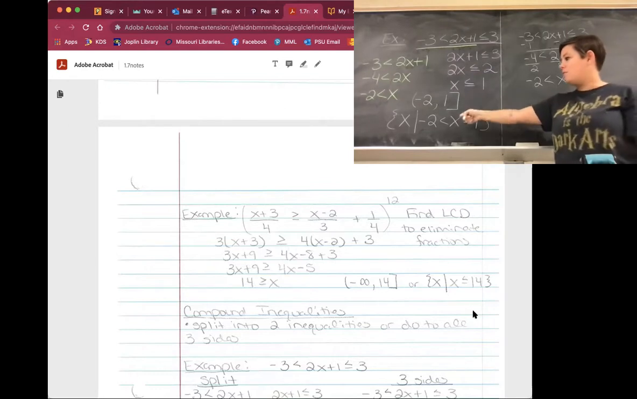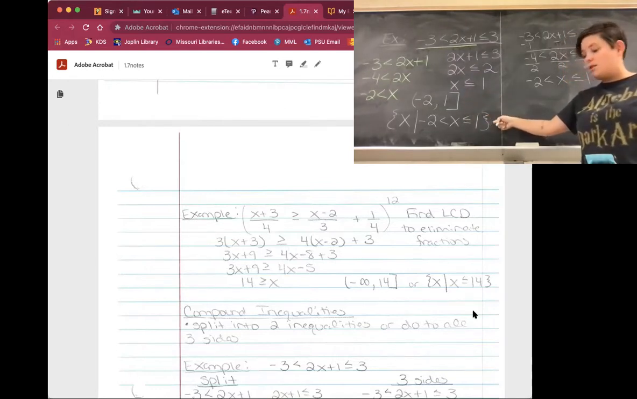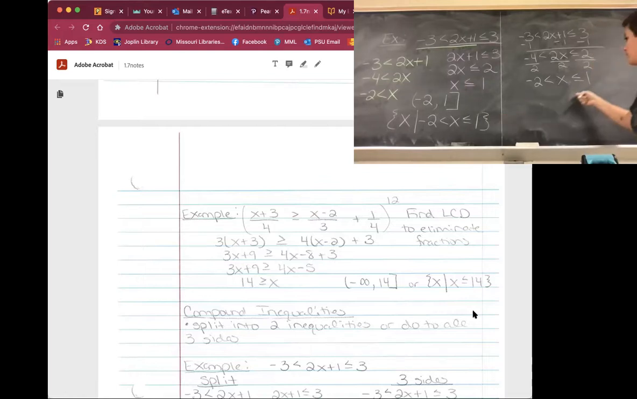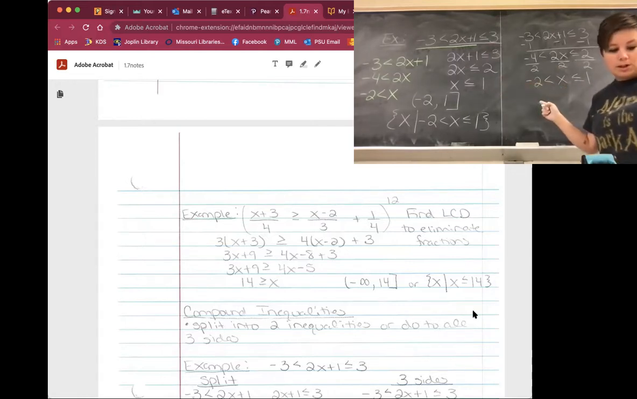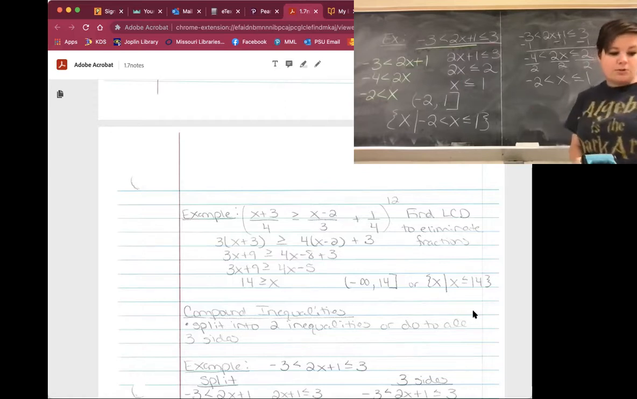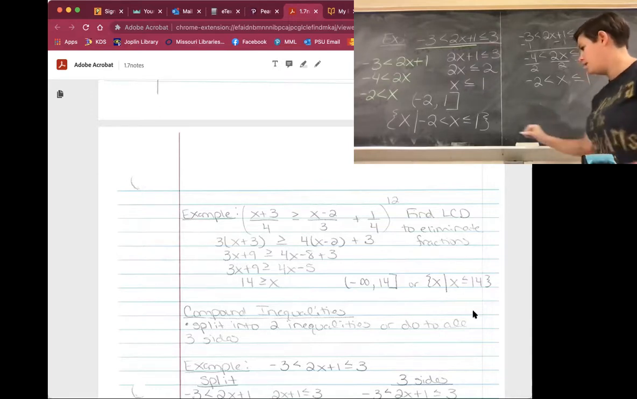We're going to get the same interval notation. We're going to get the same set builder notation because we have the same inequality. So when you're doing compound inequalities, you can split or you can do the three-sided method. Like I said, I will always probably do this three-sided method because it's less work in my opinion.